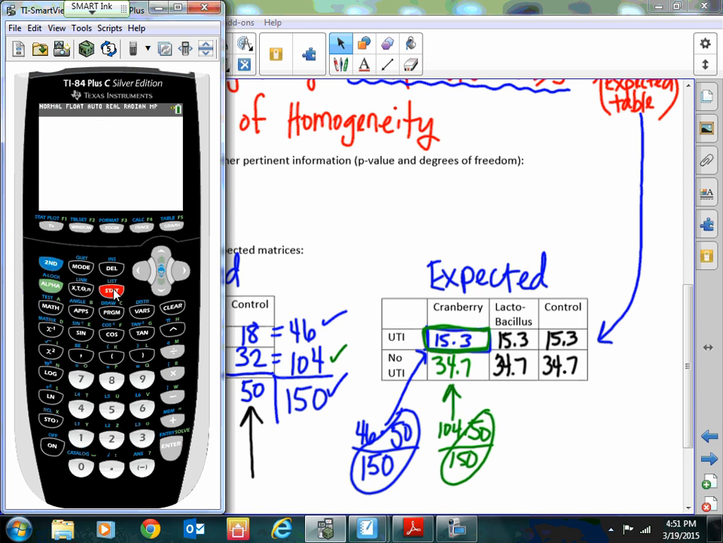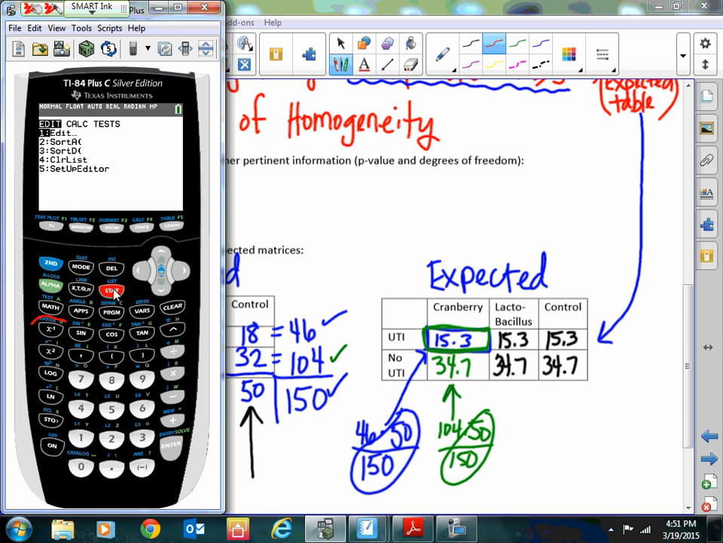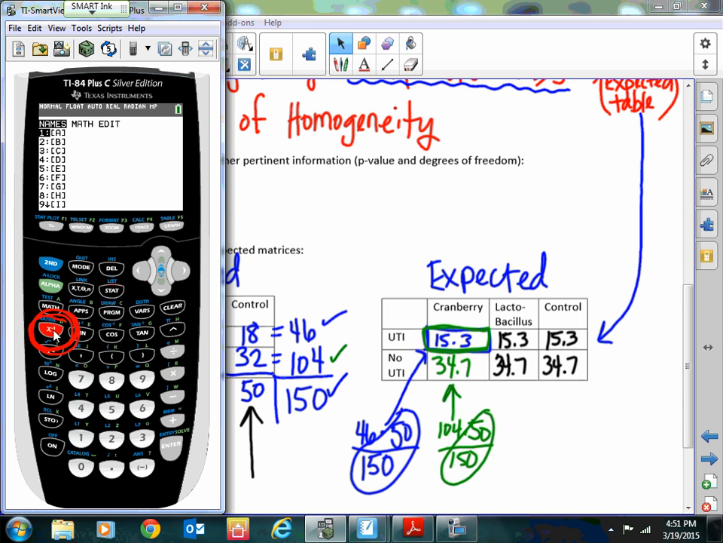So what we actually want to do is go to matrix. If you look at this right here, x to the negative 1, that button there. So second, x to the negative 1. That pulls up all of these options of matrices. We're going to fill in just the first one, matrix A. So push the right arrow over to edit this matrix, kind of like putting in a list, and hit enter. Okay, so here I am in matrix A.